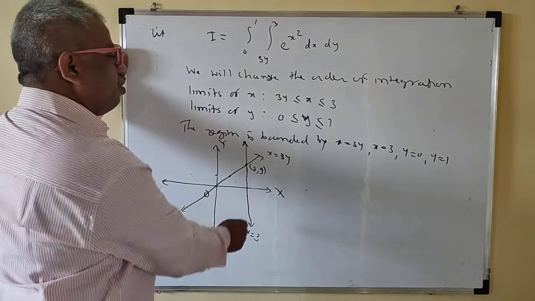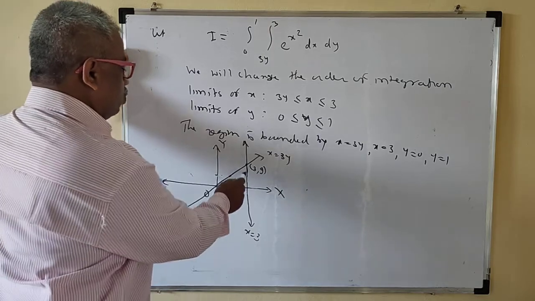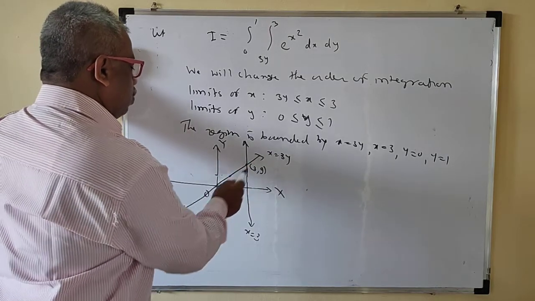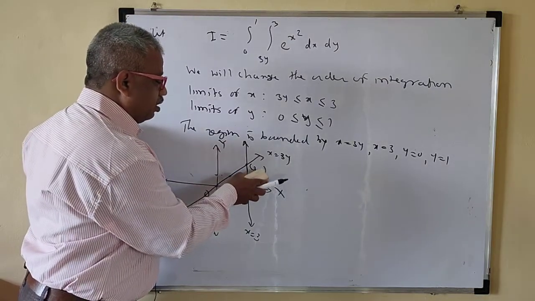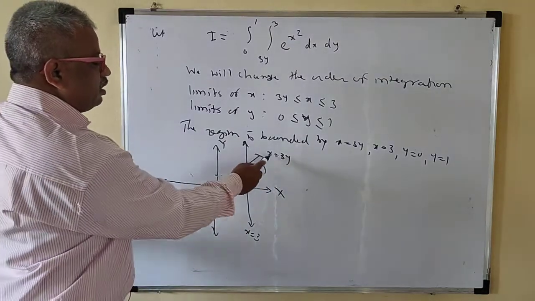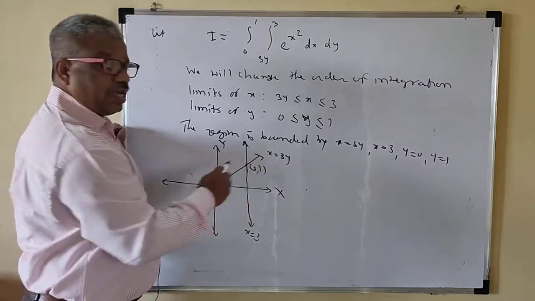X is equal to 3, we have plot here. Y is equal to 1. Okay, so x is 3 here. Oh, x is 3, so this is wrong here. Y is 9, x is 3 now. The value of x is 3 here, so that means the value of y is 1. Okay, so we have to take care of this one.